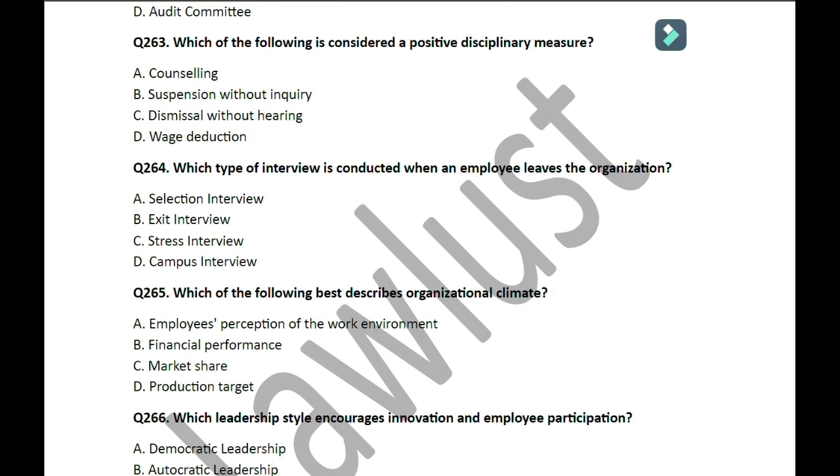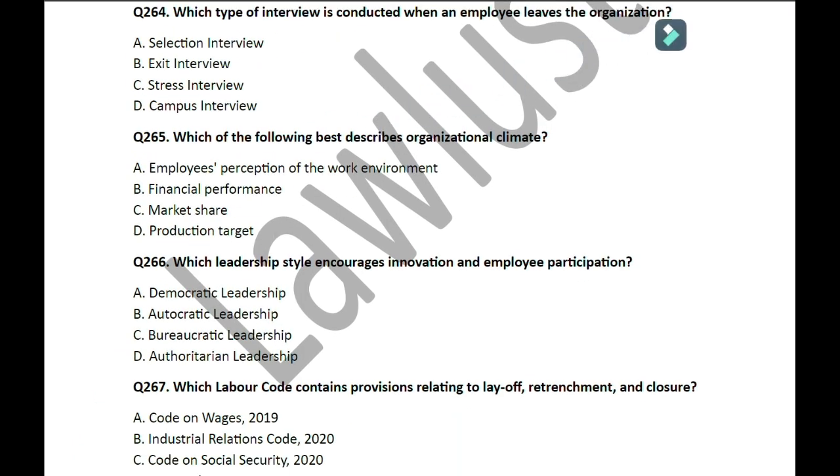So move on to the next question, question number 263. Which of the following is considered a positive disciplinary measure? So here the correct answer is counseling. Move on to the next question, question number 264. Which type of interview is conducted when an employee leaves the organization? So here the correct answer is exit interview.